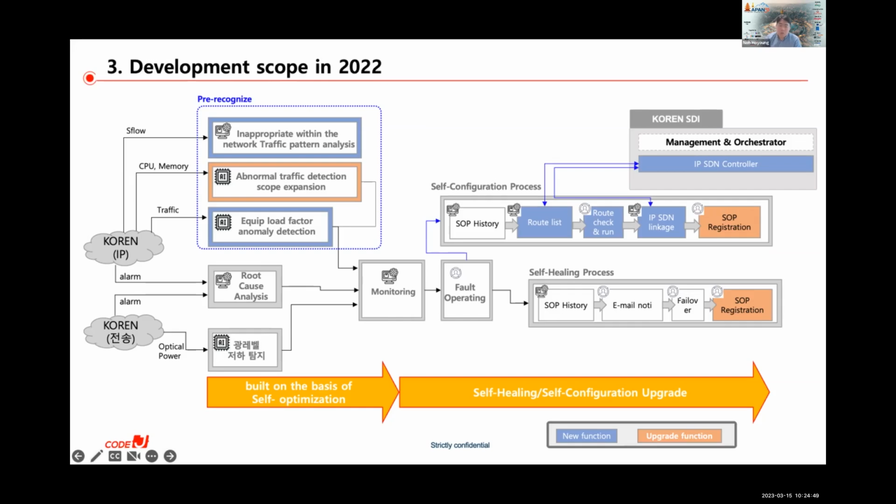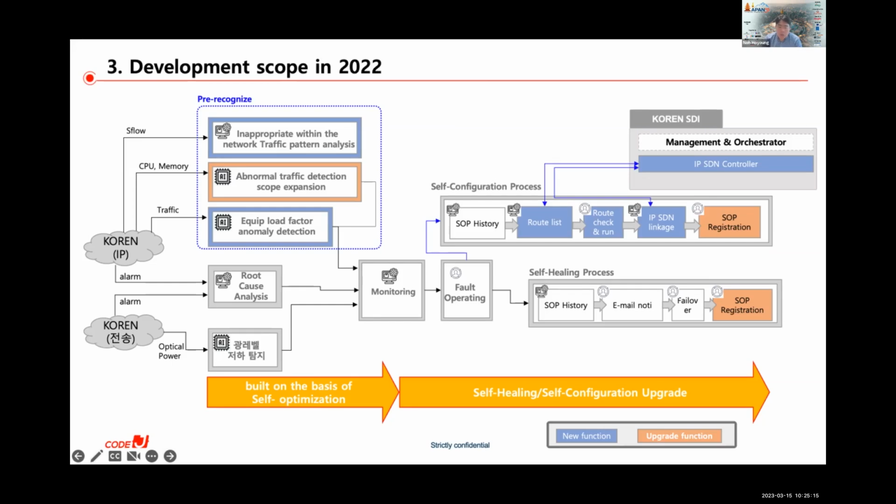In addition, a new E2E traffic analysis function was developed to detect equipment load rates and analyze non-conforming traffic patterns in the network. The self-configuration process was developed as follows. When detecting abnormal traffic, the operator was made to recognize it through control.